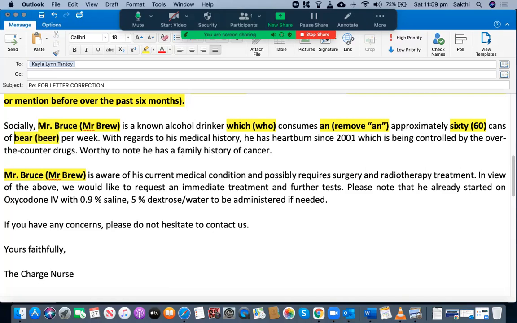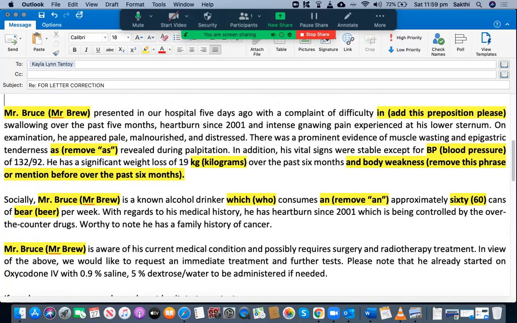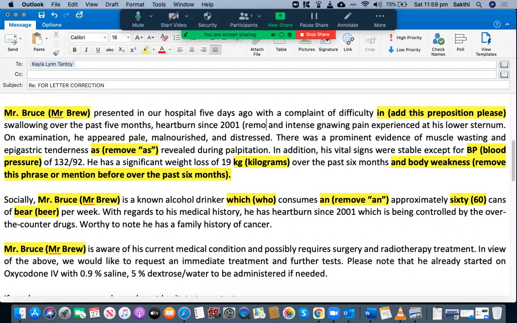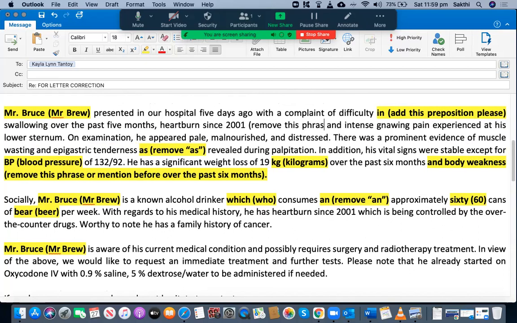Okay. With regards to his medical history, he has heartburn since 2001. See, I told you that this is a past medical history which should not be included here. So what you should have done is that you should have removed this phrase, please, from here. This one doesn't make sense. You're making the information hard to understand for the reader. And you shouldn't include the same information twice. It's not good. He has heartburn since 2001, which is being controlled by over-the-counter drugs.